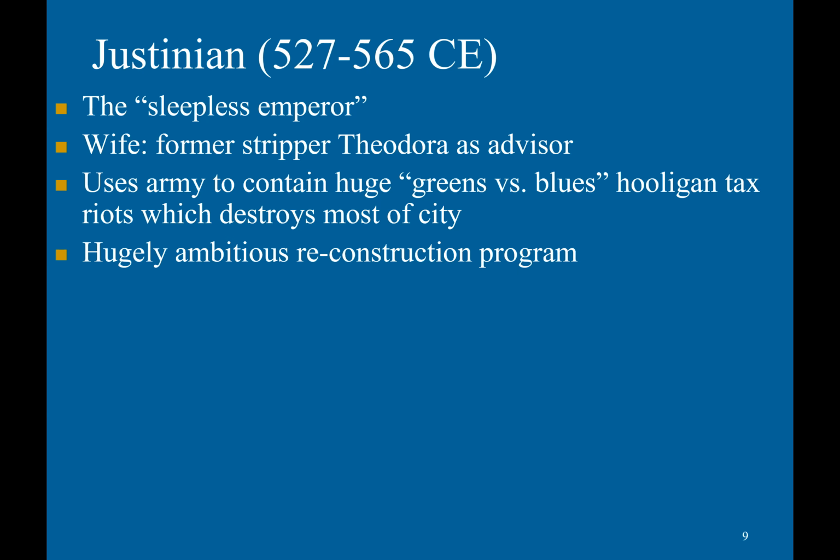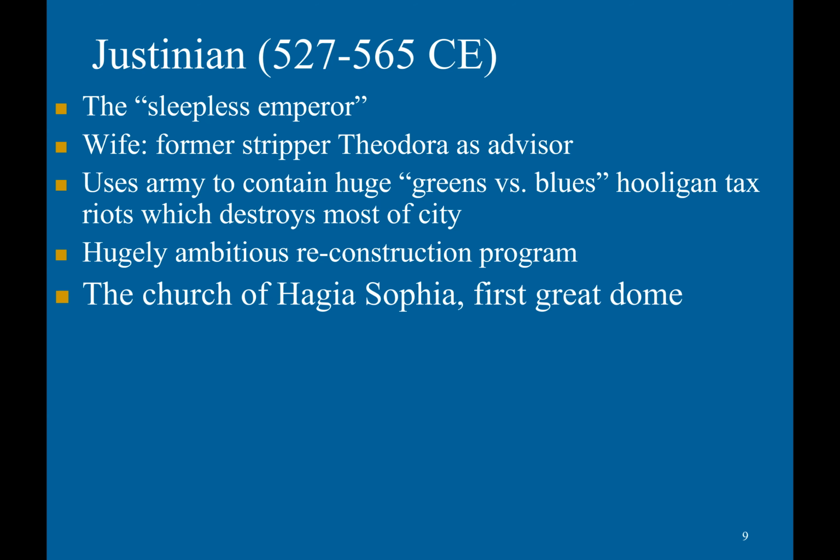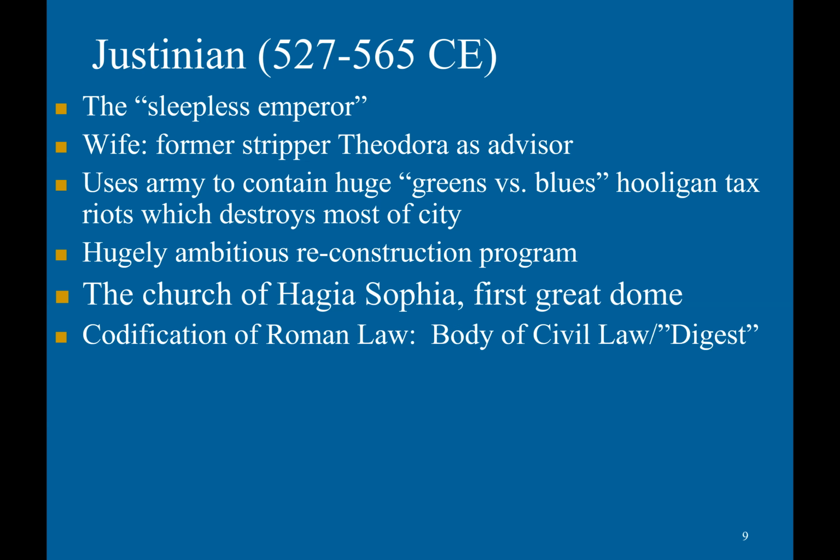Now, however, the riots had destroyed a large portion of the city, and Justinian sees this as an opportunity to launch large and ambitious reconstruction programs. One of the products of this was the Church of Hagia Sophia, with the first great dome in Europe. Western Europe really wouldn't get something as monumental in terms of a covered dome until over a millennium later during the Renaissance. For example, Brunelleschi.